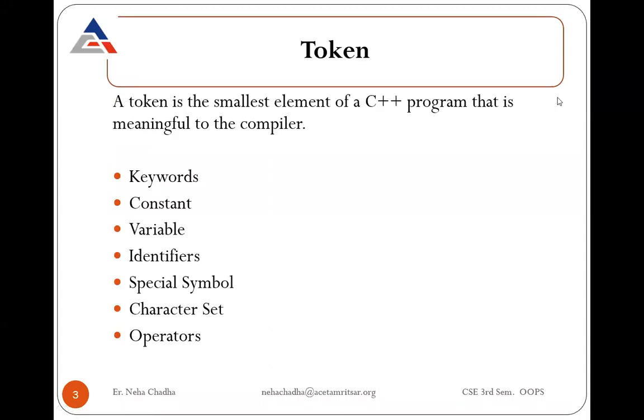What are tokens? A token is the smallest element of the C++ program that is meaningful to the compiler. There are the following types of tokens. First is the keyword, then constant, then variable, identifiers, special symbol, character set, operators. By using the tokens, you will make your complete program.